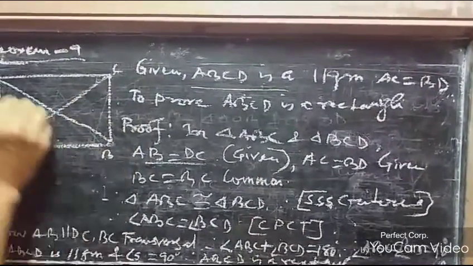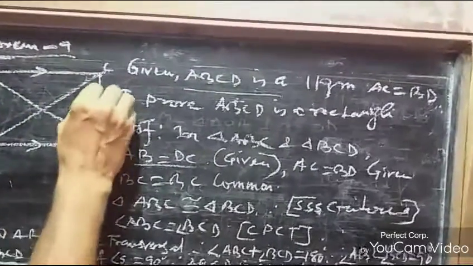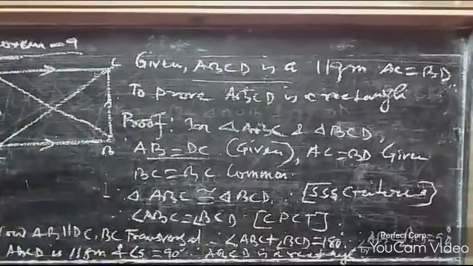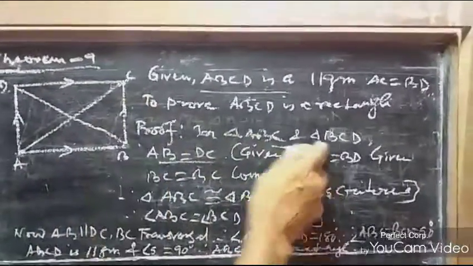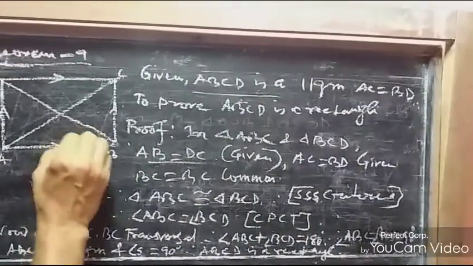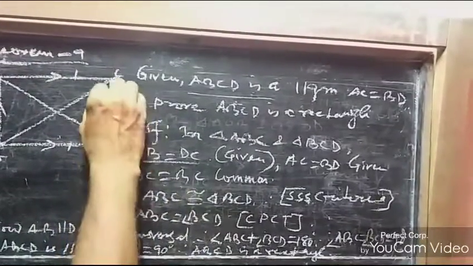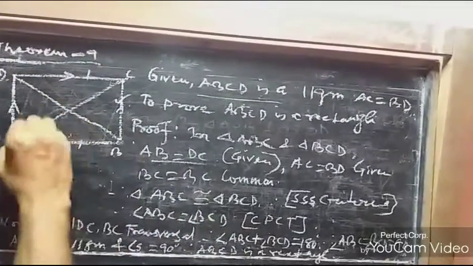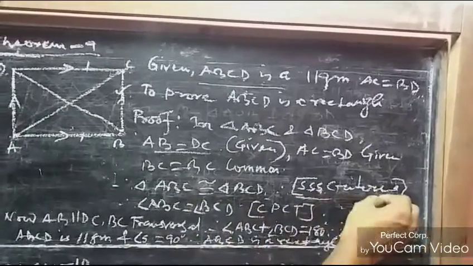AC equals BD is given. Since this is a parallelogram, this side equals this side, and this is parallel to this, and this is parallel to this. Now in triangle ABC and triangle BCD, this side equals this side, the opposite sides of a parallelogram, BC is common to both, and AC equals BD is given. So these two triangles are congruent by the SSS criterion.